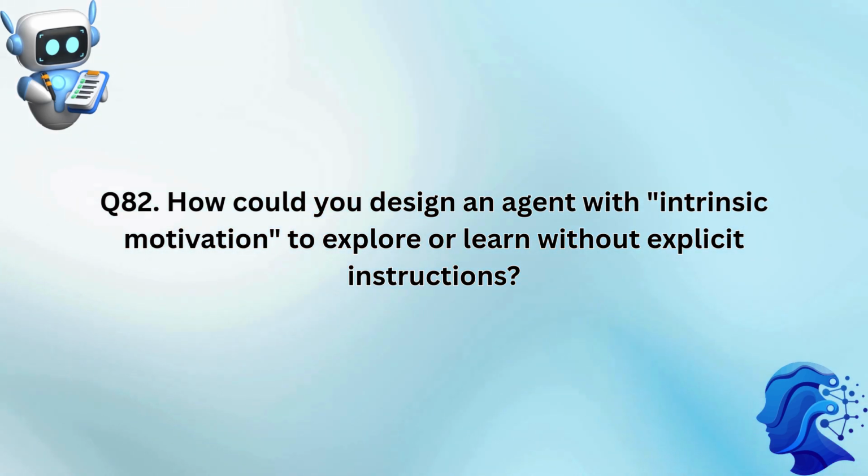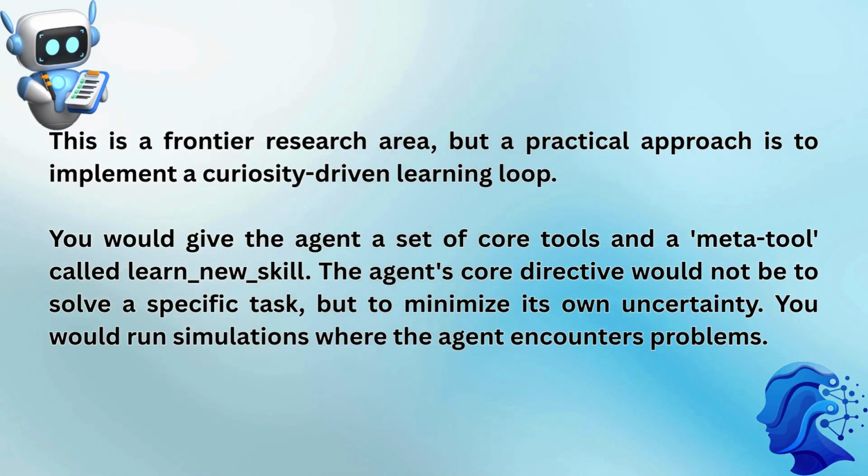How could you design an agent with intrinsic motivation to explore or learn without explicit instructions? This is a frontier research area, but a practical approach is to implement a curiosity-driven learning loop. You would give the agent a set of core tools and a meta tool called Learn New Skill. The agent's core directive would not be to solve a specific task, but to minimize its own uncertainty. You would run simulations where the agent encounters problems.